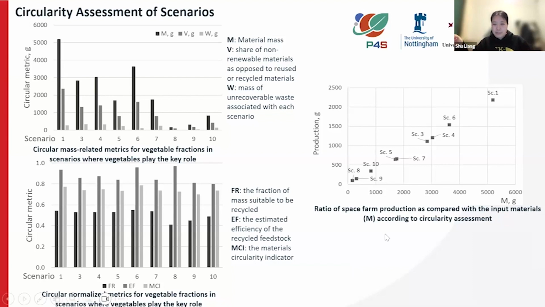And for the ratio of the farm production and the food input, we can see we have like 5 kilograms of input, but we just got 2.5 kilograms of output. So the input is double the output. But all scenarios have a similar ratio, so it can be realized.